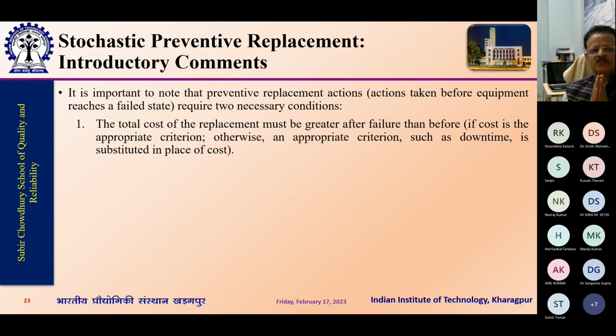Another criterion which must be adhered to, which I also stated, is the total cost of replacement. So whatever preventive replacement you are carrying out, it is less costly than the post-failure scenario. Okay, in the post-failure scenario, the cost is going to be very high because that is unexpected, hence mobilizing of the resources and other inventory, etc.